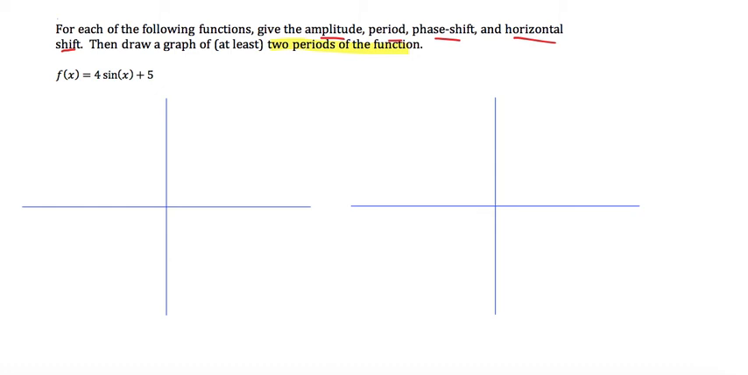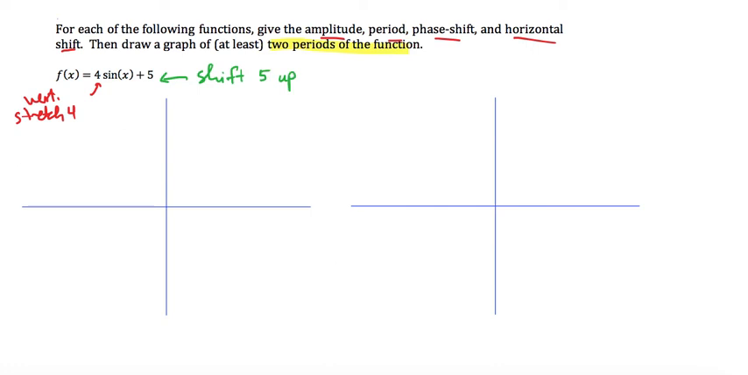So first we identify the transformation. This is a vertical stretch by a factor of 4. And after that, we are going to shift it up 5 units. So this is a vertical shift of 5 units. I like to do this in small steps.